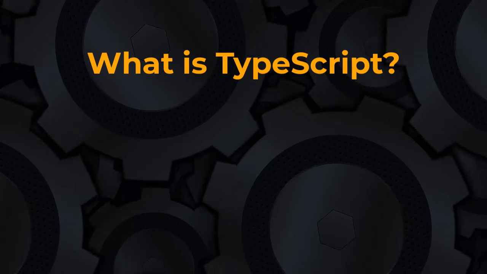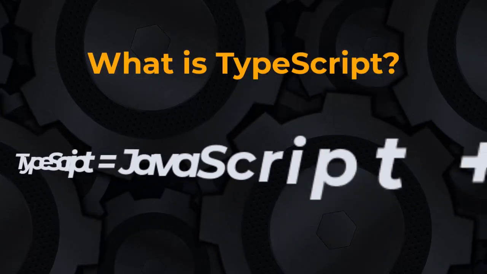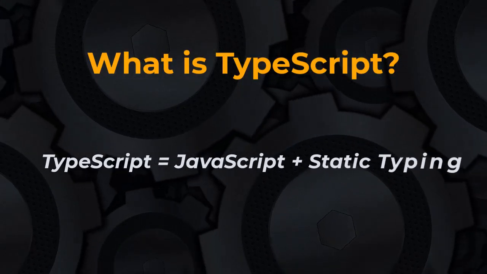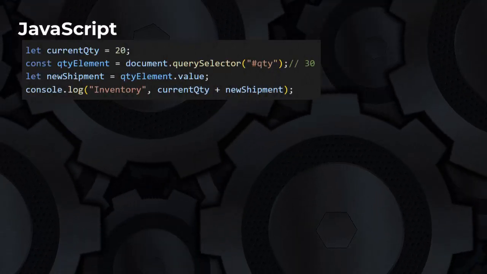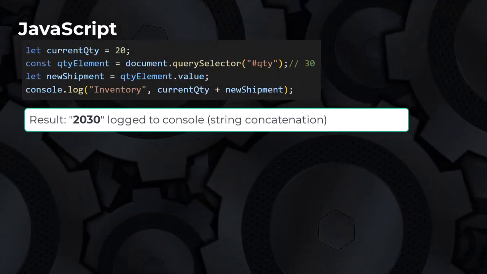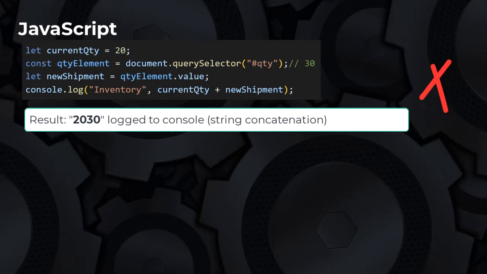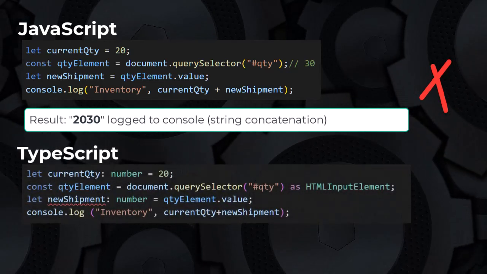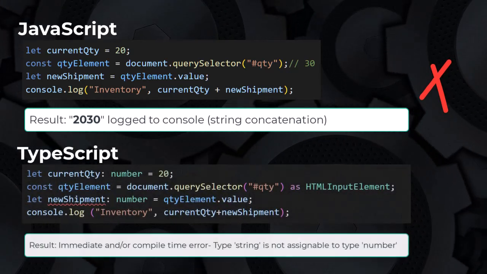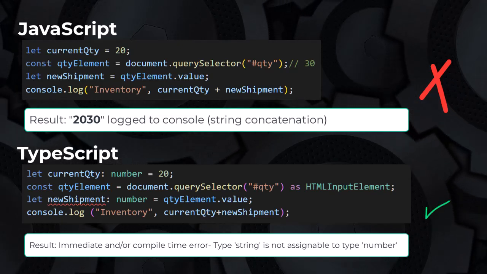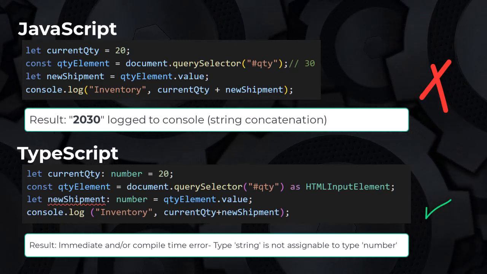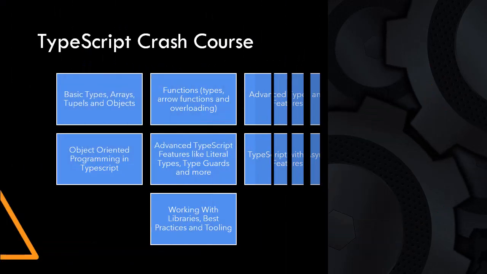So, what is TypeScript? In short, it's JavaScript with superpowers. JavaScript is powerful, but it won't warn you when your code's about to break. That's where TypeScript comes in. It catches errors before your app runs, helps you write cleaner, safer code, and makes complex projects easier to manage.